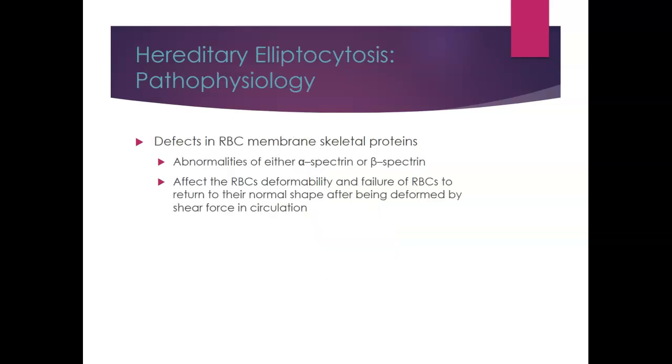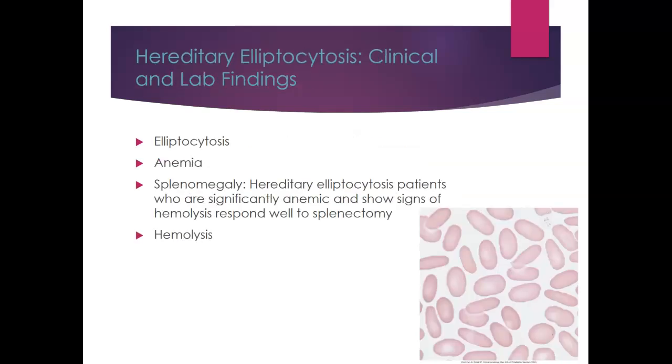All right, the next one, hereditary elliptocytosis. So here we have a defect in the RBC membrane skeletal proteins, similar to what we had with spherocytosis, but with this one, the abnormality is either an alpha or beta spectrin. The effect is on the RBC's deformability and failure of the RBCs to return to their normal shape after being deformed by shear force in circulation. So they kind of just take on this elliptical shape because of those abnormalities.